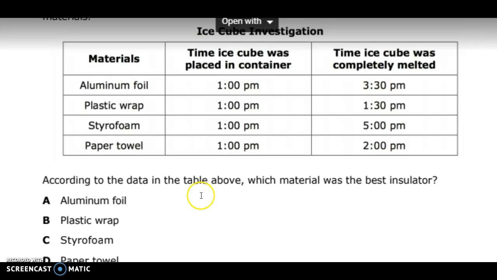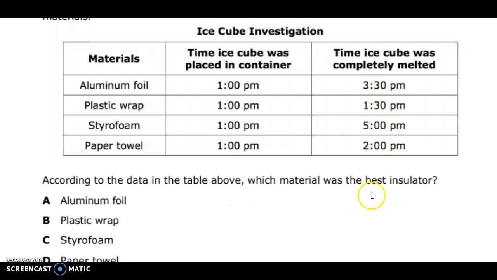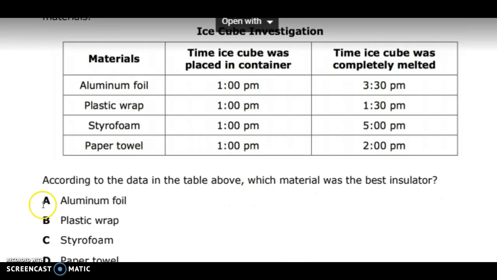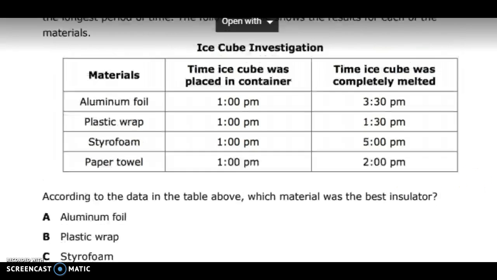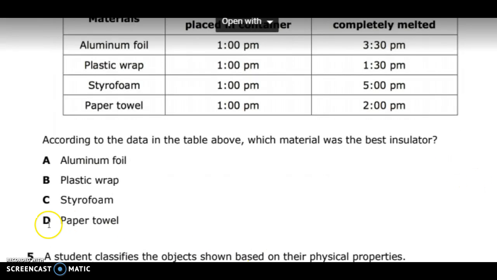According to the data in the table above, which material was the best insulator? A. Aluminum foil. B. Plastic wrap. C. Styrofoam. D. Paper towel.